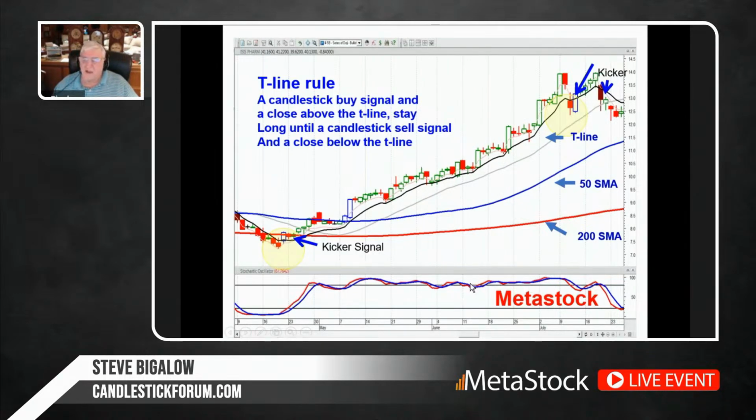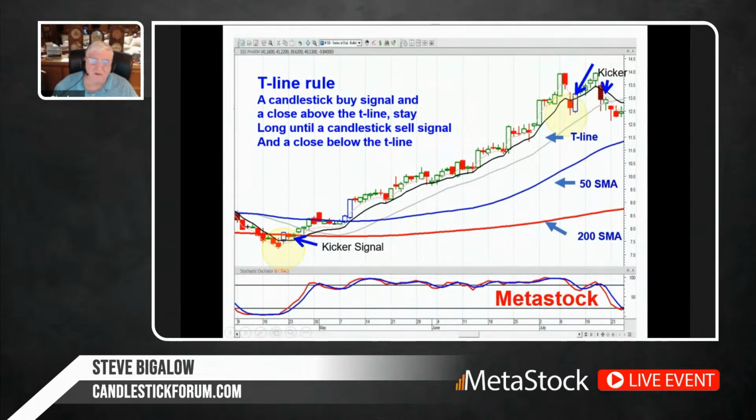But the Japanese rice traders have a very simple philosophy. If you see a candlestick buy signal in the oversold area, you're probably seeing a reversal. If you see a candlestick sell signal in the overbought area, you're probably seeing a reversal. If you see a candlestick buy signal in the overbought area, it probably doesn't mean very much.